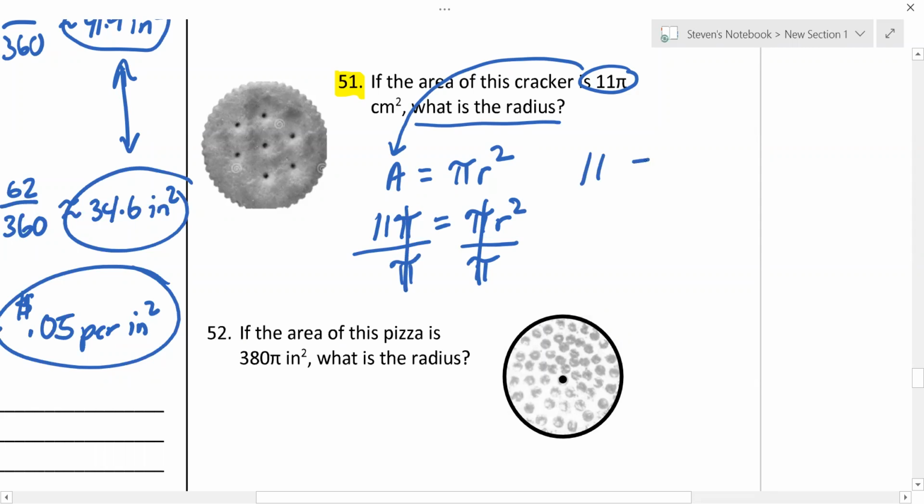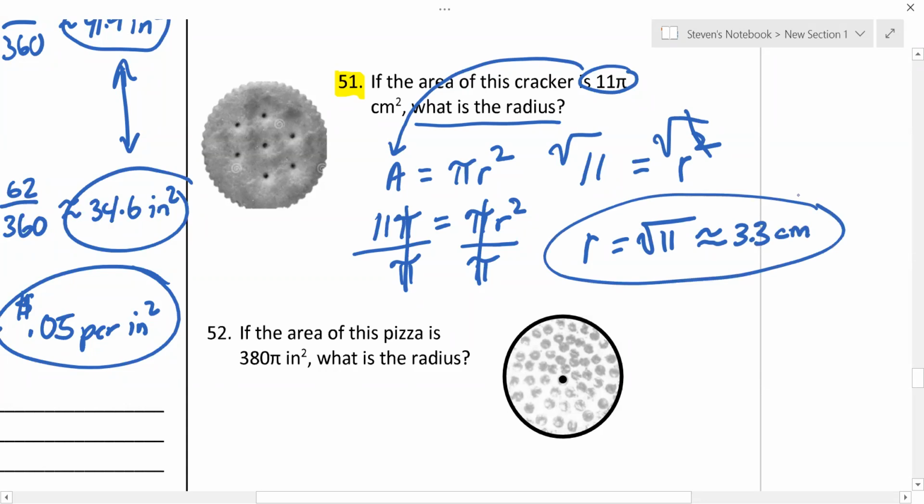So now I have 11 equals r squared, and then I just square root both sides. And that'll cancel that. So the radius is the square root of 11. And then we can approximate that. We usually do that. Square root of 11 is about 3.3 centimeters. And that's it.